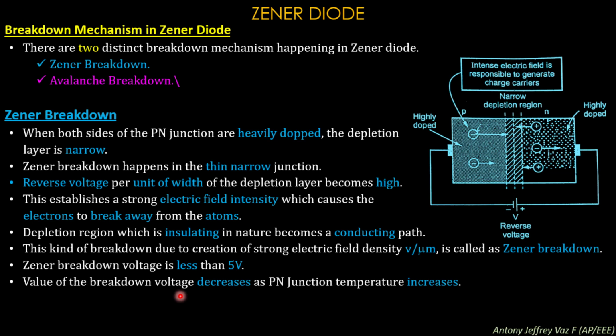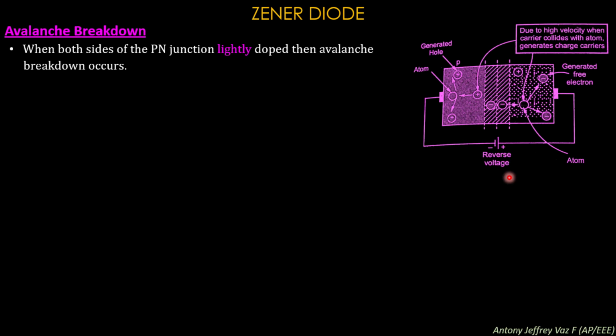The value of the breakdown voltage decreases as the PN junction temperature increases. So the voltage decreases when the temperature increases. This characteristic is known as negative temperature coefficient. Such diodes, having a thinner depletion region and a larger amount of dopant, have a negative temperature coefficient. Next we are going to see the avalanche breakdown.